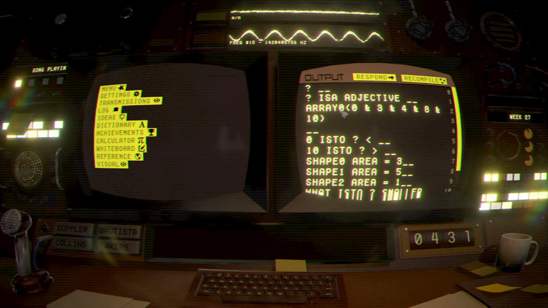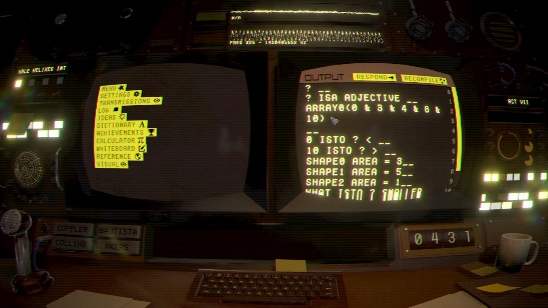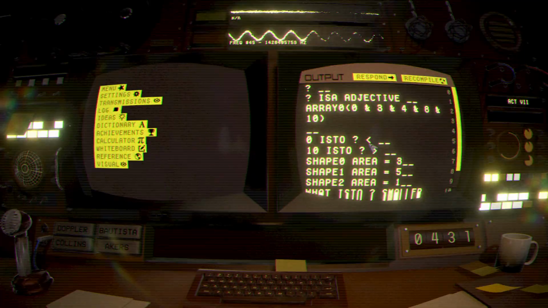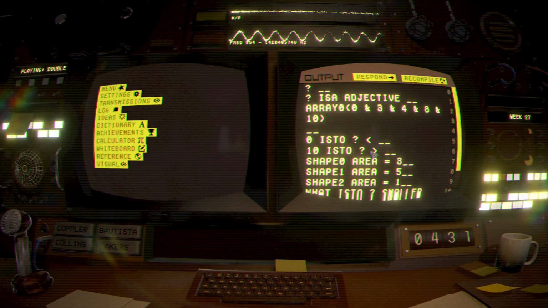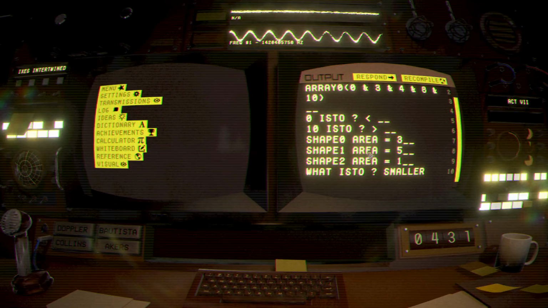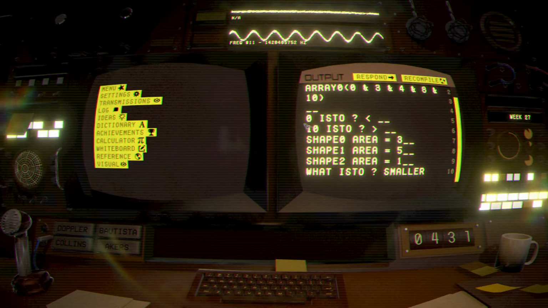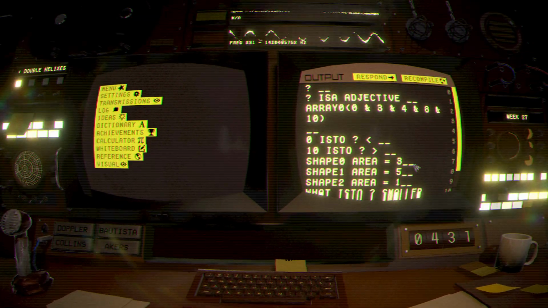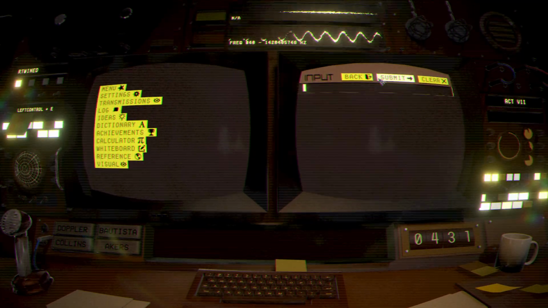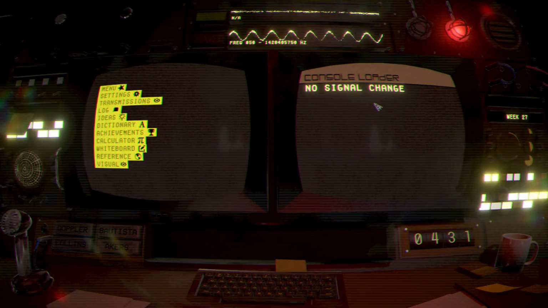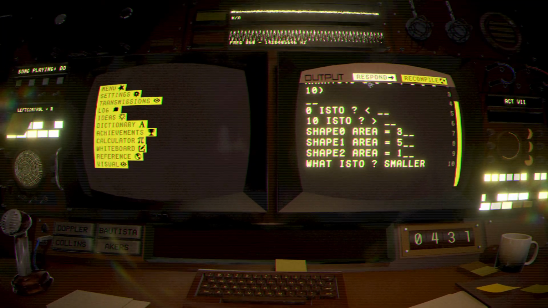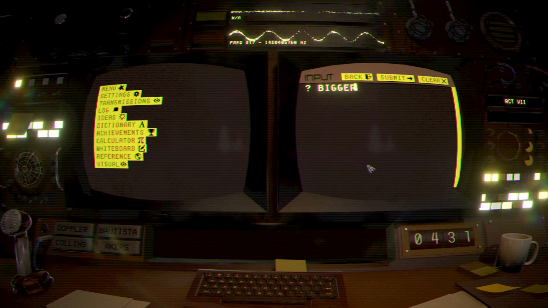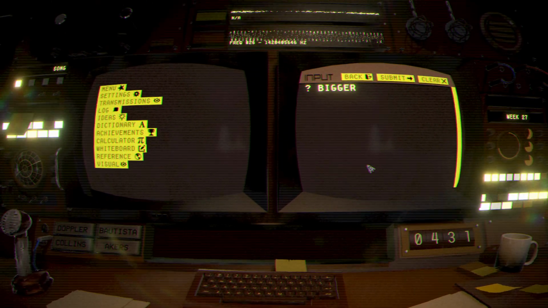Something is an adjective. Okay. You have an array. Stuff. 0 is to something less than. 10 is something greater than. Keep 0 area. Bigger is to something smaller? No. Something bigger is to something smaller? No. Oh man. I'm definitely lost.